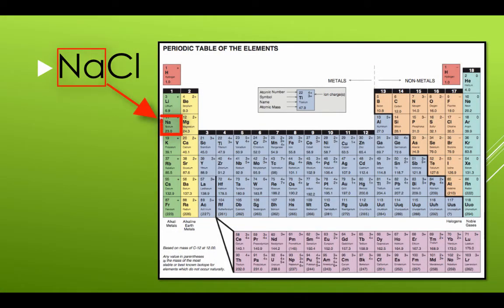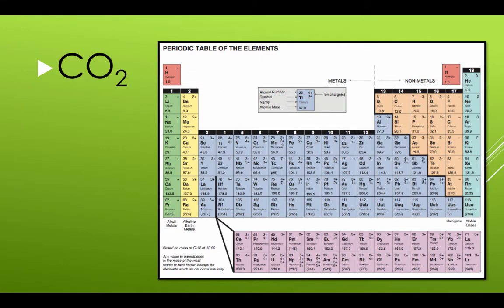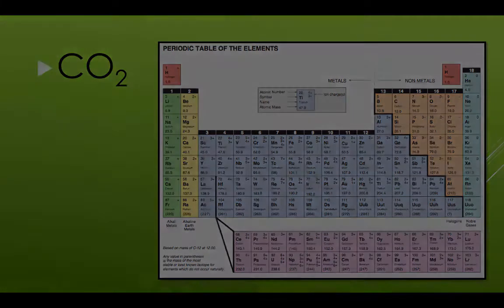Sodium is on the left side of the periodic table, where the metals are found, while chlorine is found on the right side of the periodic table, where the nonmetals are found. CO2, on the other hand, is created from a chemical bond between carbon, a nonmetal, and oxygen, another nonmetal. This is not an example of an ionic bond. Rather, this is a covalent bond, which we will look at in later lessons.